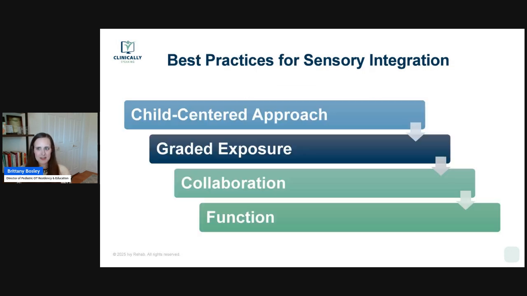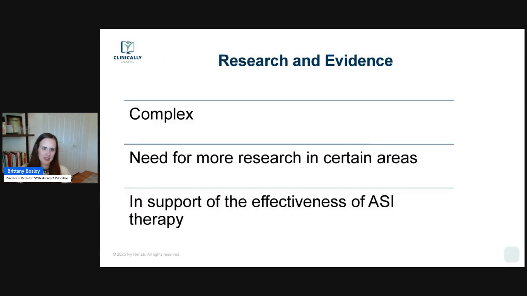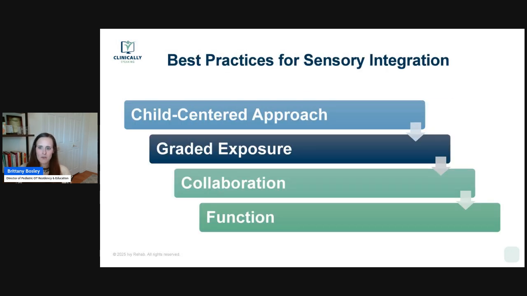So, best practices for sensory integration. First and foremost, we should have a child-centered approach. The activity should be engaging, fun, and motivating. Sensory integration should be embedded into play-based interventions and be actively engaging for that child. Children, in particular, benefit from play because it allows them to experience sensory input in a natural and enjoyable way.